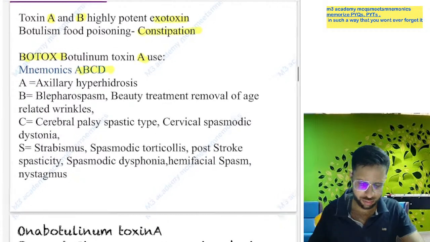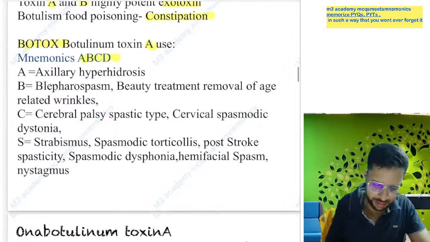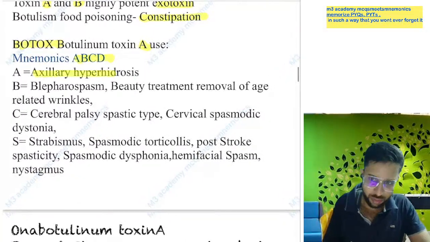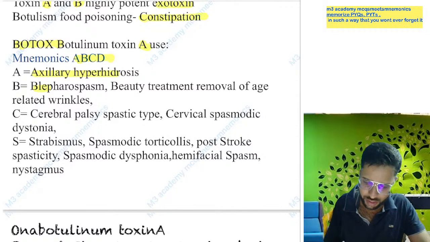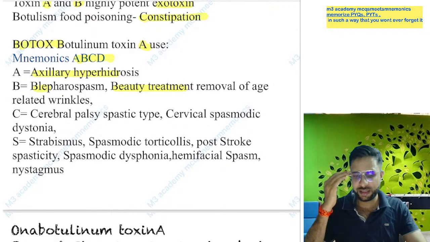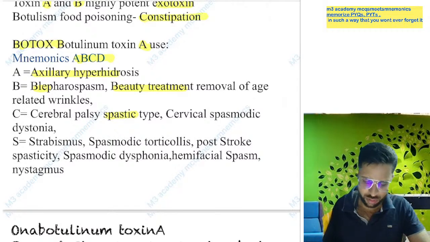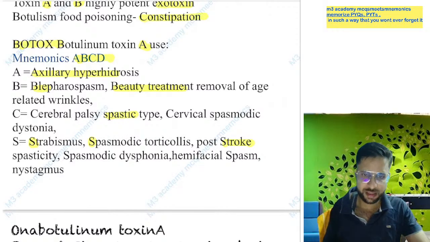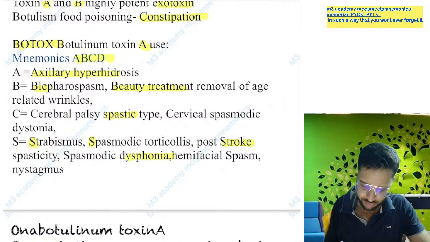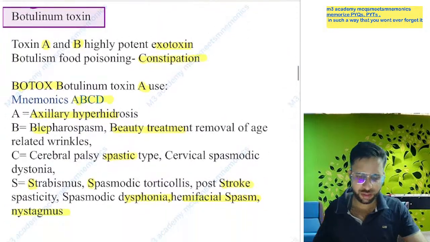The uses are ABCD. What are the uses of this botox? A for axillary hyperhidrosis, B for blepharospasm and beauty treatment like removal of age-related wrinkles, C for cerebral palsy, mainly spastic type, cervical spasmodic dystonia, and strabismus, spasmodic torticollis, post-stroke spasticity, spasmodic dysphonia, hemifacial spasm, and nystagmus. These are the uses of botulinum toxin.